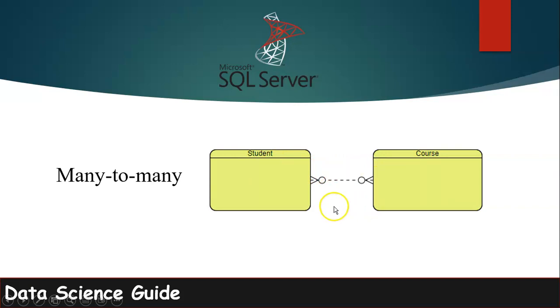However, you may ask about this circle. What is the meaning of this circle? You will understand why sometimes we are using a circle with the crow's foot, and sometimes we are using a line, and sometimes we are using two lines.